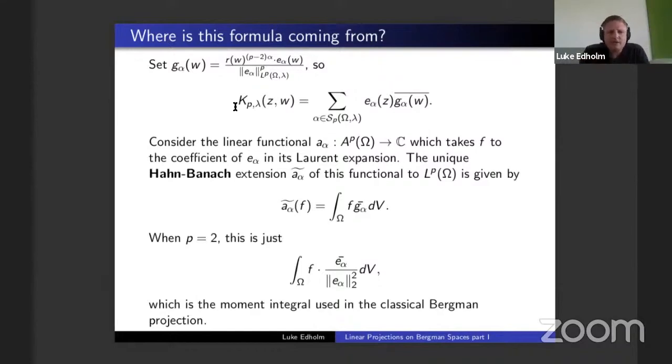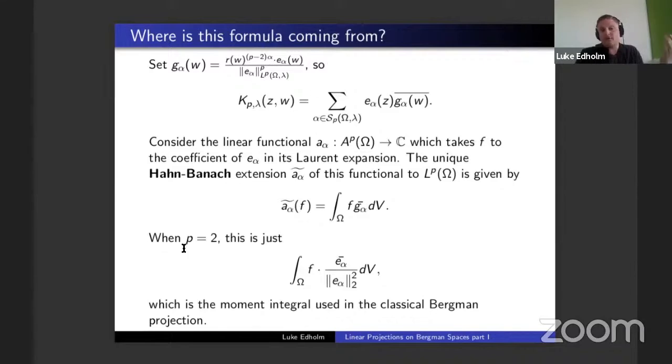Well, suppose that we look at the linear functional that takes an A^p function f and sends it to the coefficient of the monomial e_alpha in its Laurent expansion. It's quite straightforward to show this is a bounded linear functional and calculate what its norm is. And so it turns out there's going to be a unique Hahn-Banach extension of this functional, which we'll denote by A_alpha tilde. And this Hahn-Banach extension of the functional, when we extend to the full L^p, is given by integrating against this guy here.